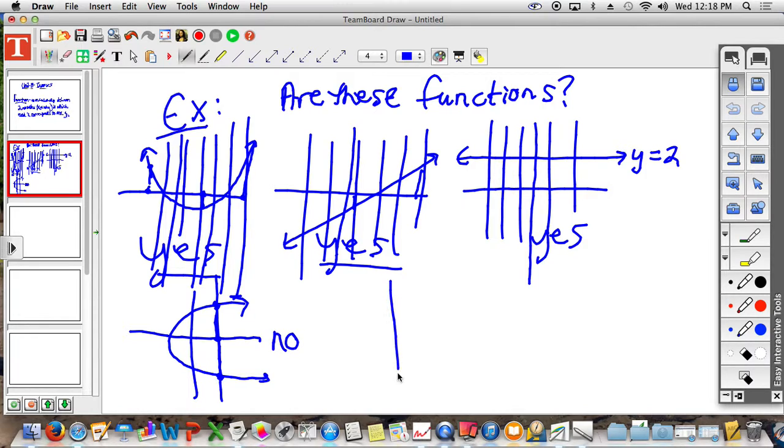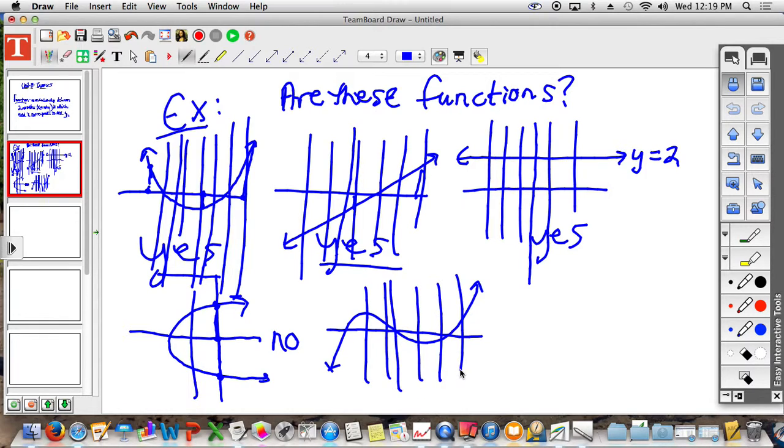What about this? Yes. I mean, that's a cubic function. We talked about those. Yeah, we did graph some of these too. Does it pass the vertical line test? Yeah. Does each x have one y? Yeah, it does. This is definitely a function. One more example.